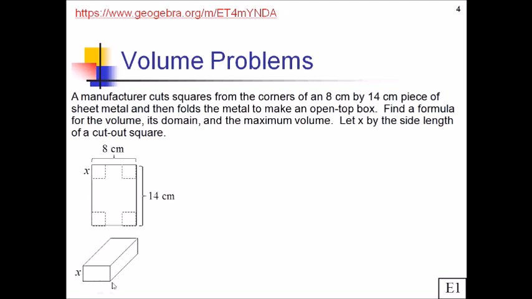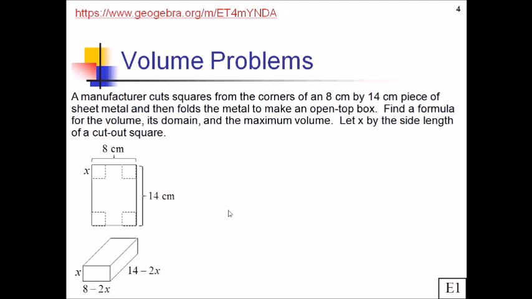And then this length here, we started with 8 centimeters, but we cut 2 squares out of it, and those squares each had a side length of x. So that's 8 minus 2x down there. Next, we have 14 centimeters for this side, except that we're losing 2x from there as well. One of those x's for each of those squares. So that's 14 minus 2x there.